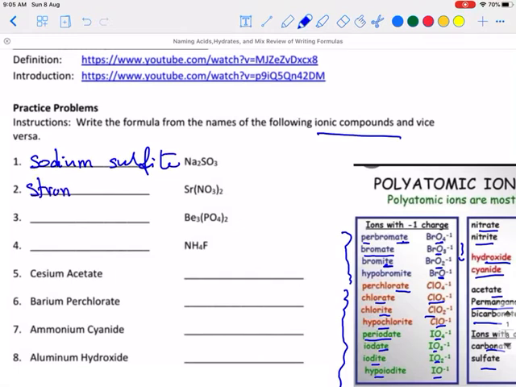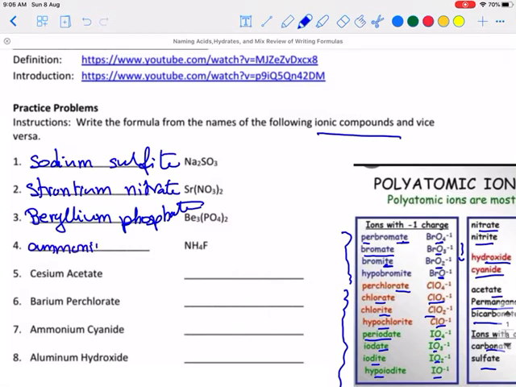Sr is strontium, and NO3 is nitrate, so strontium nitrate. Be stands for beryllium, and PO4 3 minus, as we said, is phosphate, so beryllium phosphate. NH4 stands for ammonium, F minus for fluoride, so this is ammonium fluoride.